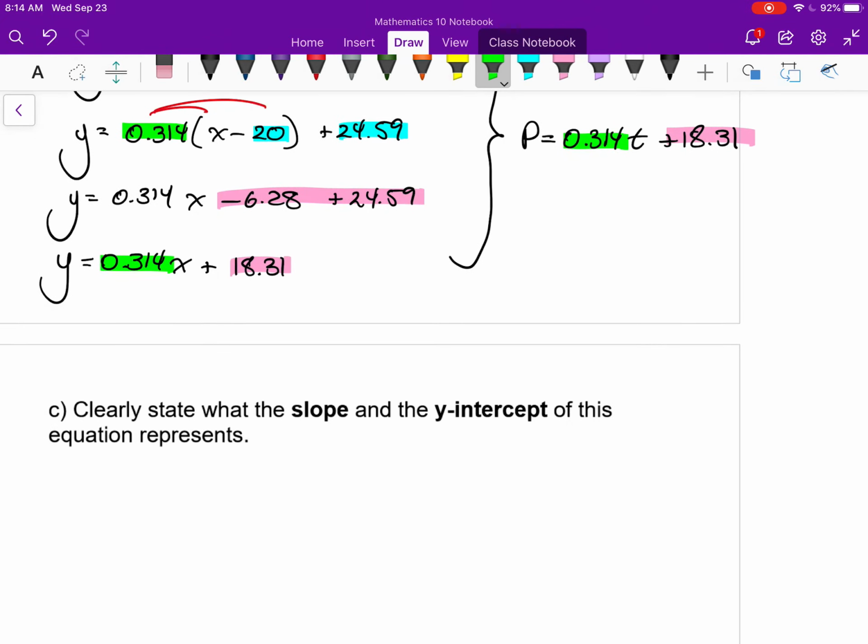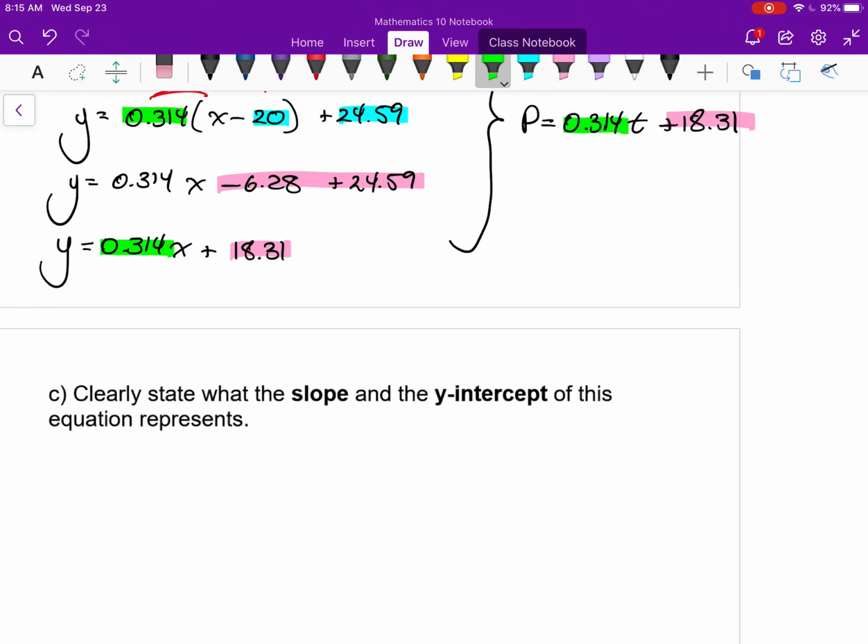mean in this case? Now, because I'm using actual data, each of these means something that I should be able to express fairly clearly and concisely without rambling, without using any sort of complex vocabulary. So for example, the slope, 0.314. That is the average change of Canada's population per year.